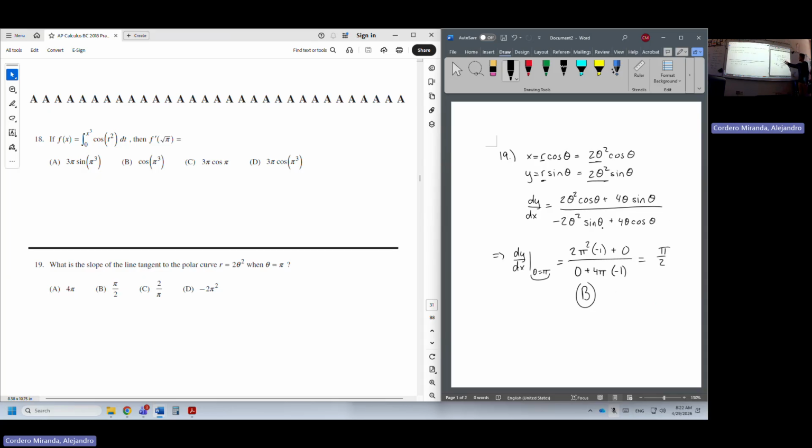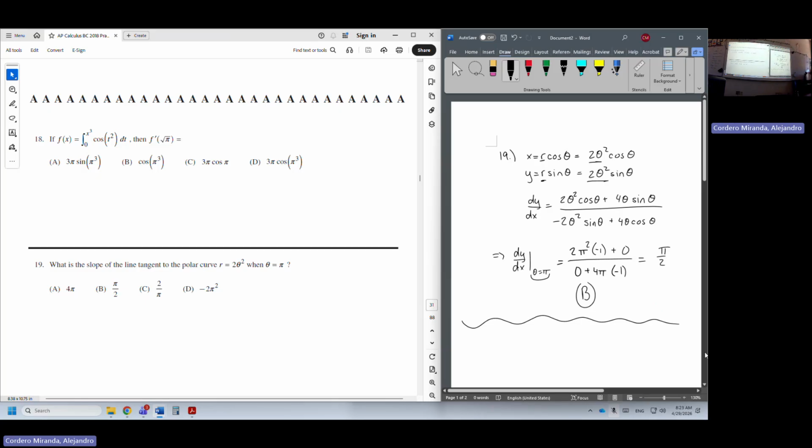You plug in pi, you get 0 for all the sines, which is nice, and the cosines would all be -1. You get 2 pi squared over 4 pi, which ends up being pi over 2, which is answer B as in boy. I was doing the problem, so I didn't check if you remembered any of this, but how did you do? Did you remember? I'm impressed if you did, because that's something you haven't practiced in a long time. So good job if you remembered, and if not, you just need to see it one or two more times, and you'll remember in 2 weeks.